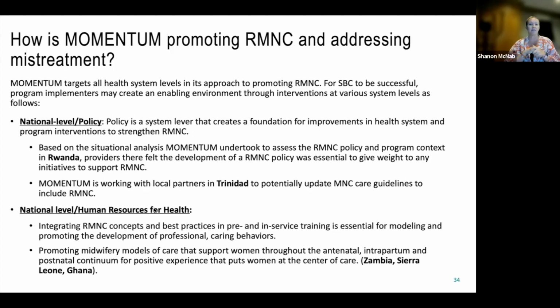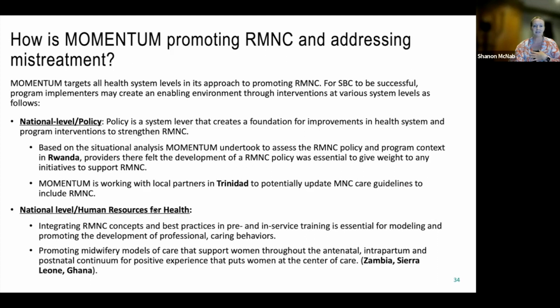In Trinidad, it looks like there'll be some potentially looking at updating some of the guidelines to include some of these RMNC policies as well. But also looking at the human resources element at the national level is how do we integrate these RMNC components into pre and in-service training, as well as promoting and continuing to promote midwifery models of care and supporting the providers who are able to provide that care to women.